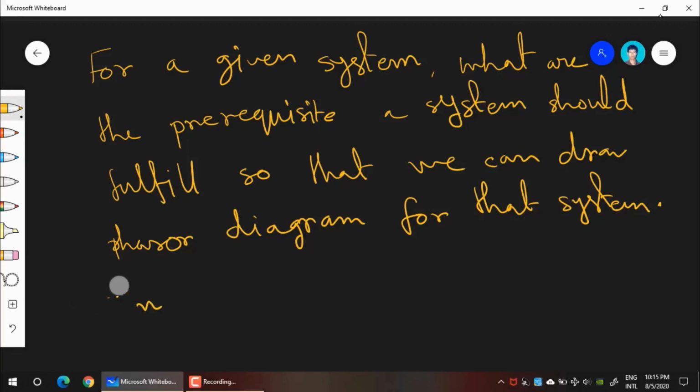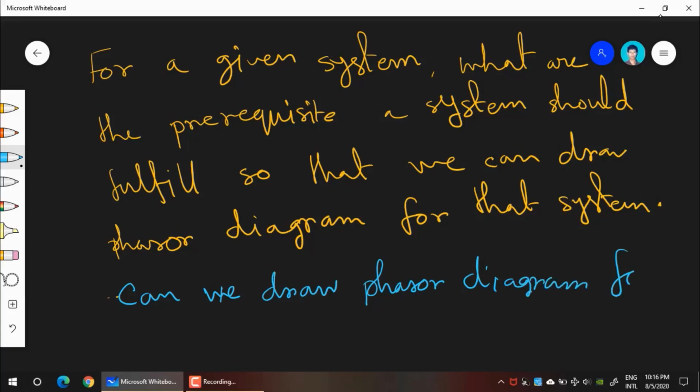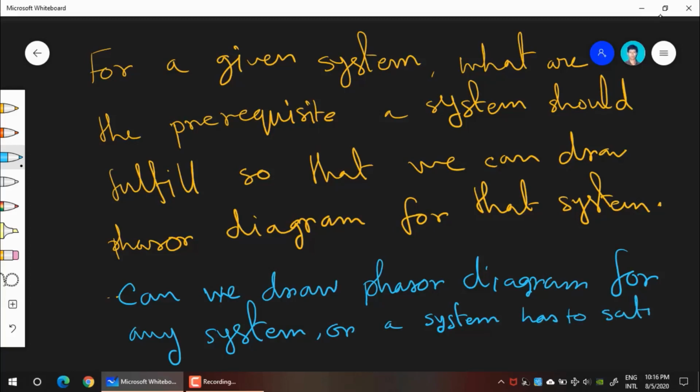Can we draw a phasor diagram for any system, or does a system have to satisfy certain prerequisite conditions? This is our question.